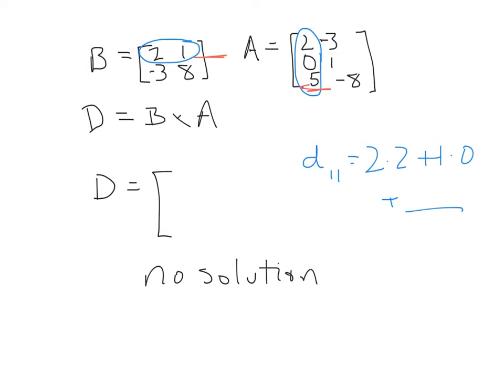And if we'd written out the dimensions of the matrices again, we could have seen this right from the beginning, that B is 2 by 2, A is 3 by 2, and since these 2 dimensions here don't match up, we know that we're not going to have a solution.